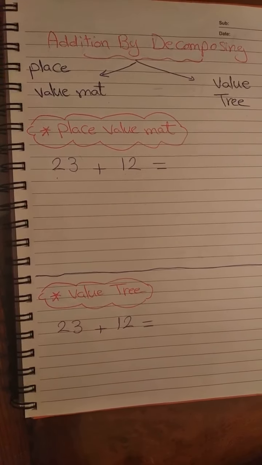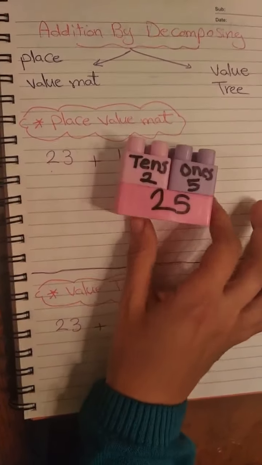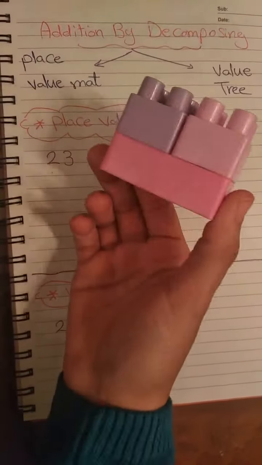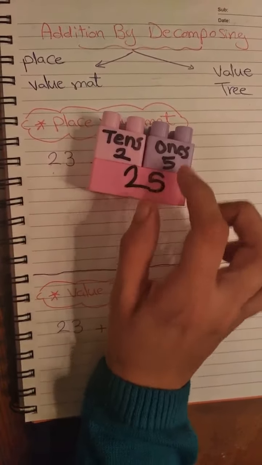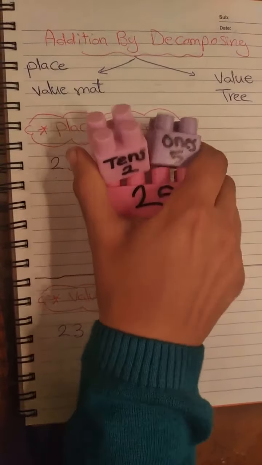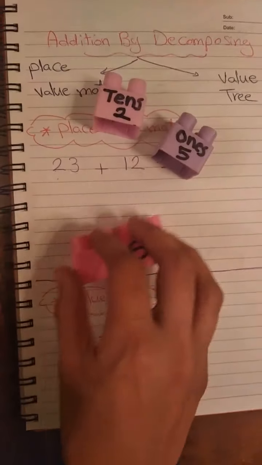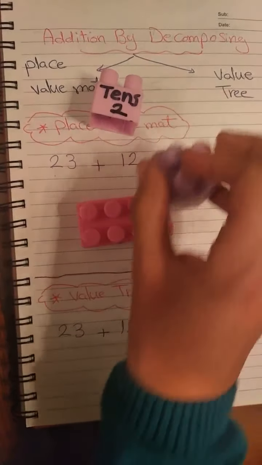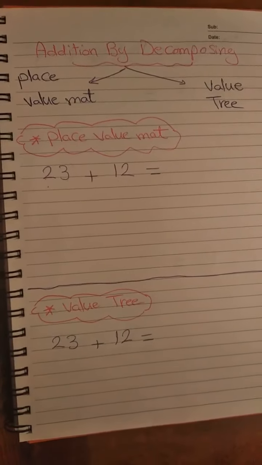Addition by decomposing. First, let's see what is the term decompose. Decompose means I break apart the number or I bring it to its components. For example, if I have a number like 25, this number consists of two digits, 5 ones and 2 tens. To decompose this number, I will break it into two parts and I will represent its components. This is decompose, and this is a very good strategy which can be used in addition and subtraction problems.